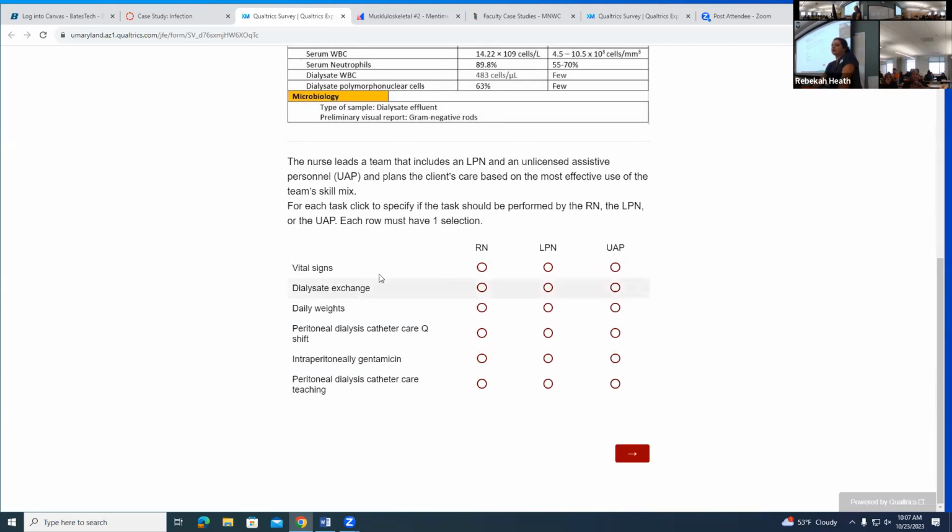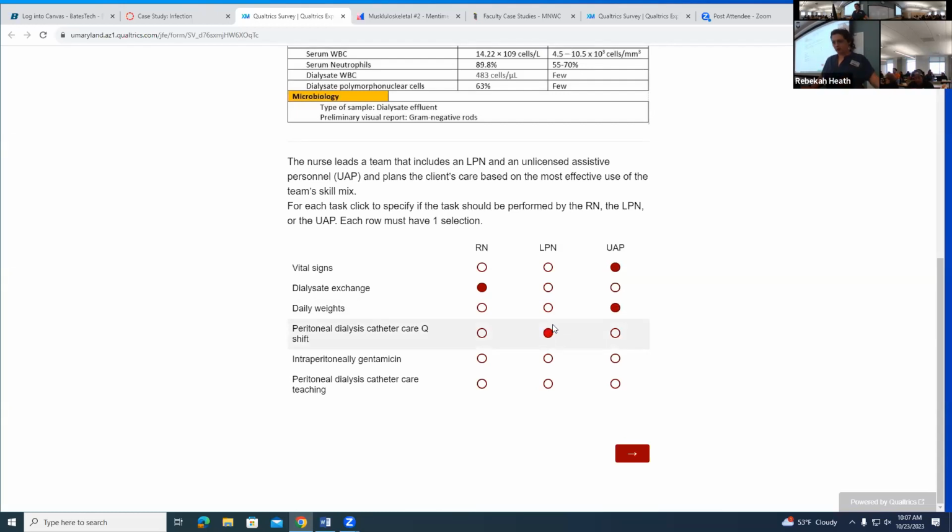Okay. All right, vital signs. Who is the most appropriate to do the vital signs? Probably the UAP. Everybody is available to, but that can be delegated to the UAP. Dialysis exchange. Usually it's the RN. Daily weights, UAP. Peritoneal dialysis catheter care, every shift. The LPN can do that.